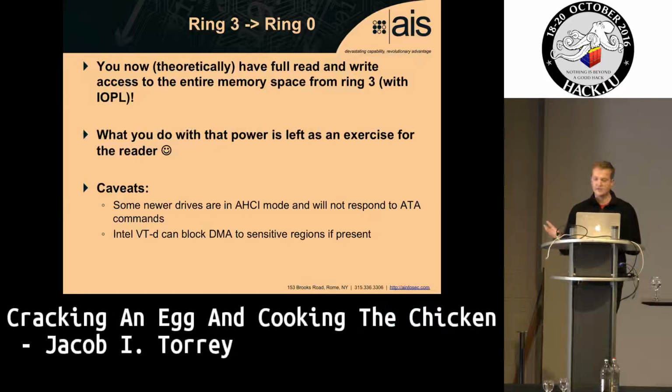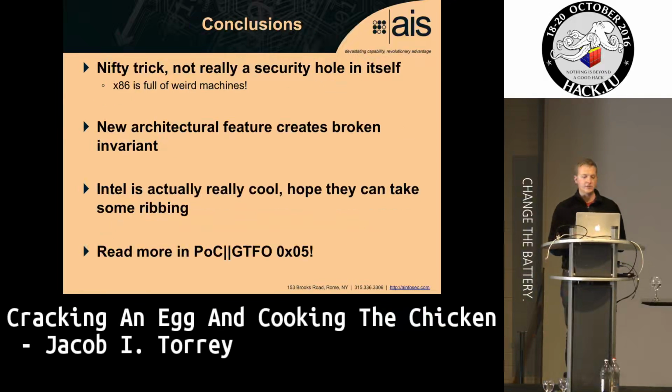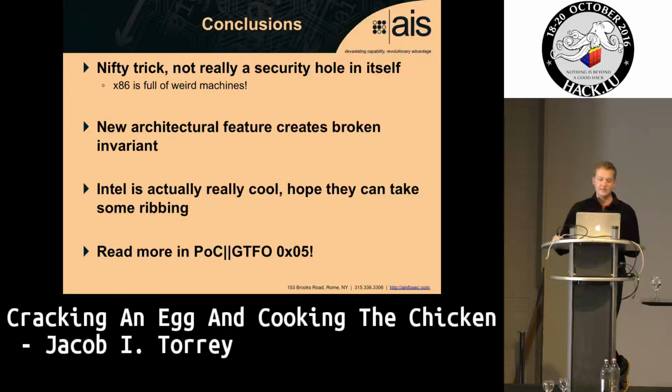So a few caveats, VT-d is on most systems and they can block DMA, and then also newer drives are in AHCI mode, which is far more complicated to do. So conclusions, nifty trick, not exactly a security hole because you have to already have some level of access, but x86 is full of weird machines. New architectural features probably create broken invariants, and this is just one example.